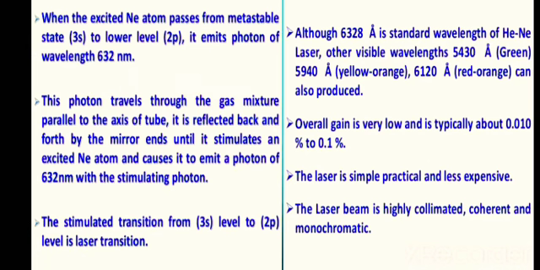Although 6328 angstrom is the standard wavelength of the helium neon laser, other visible wavelengths, that is 5430 angstrom units, green color, 5940 angstrom units, yellow orange color, and 6120 angstrom units, red orange, can also be produced.